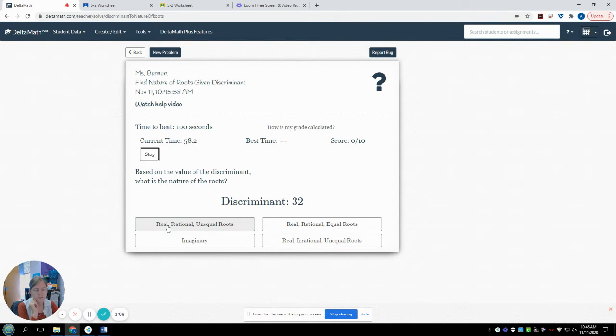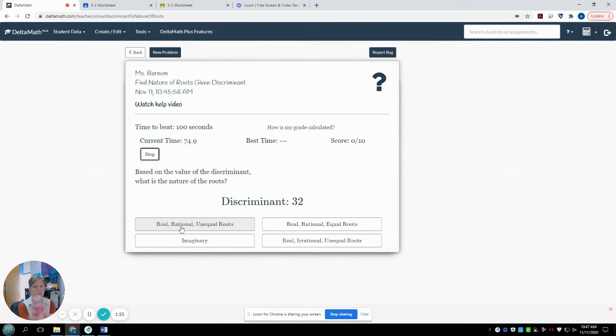If it says, like, they're both going to say real and unequal. Unequal means two solutions. If it's rational, that means it's a nice, happy, not necessarily whole number, but it has a nice square root, whereas irrational does not have a nice, happy square root.